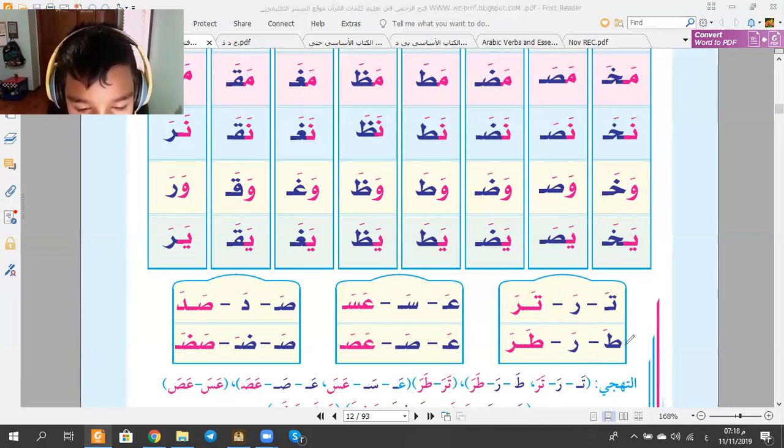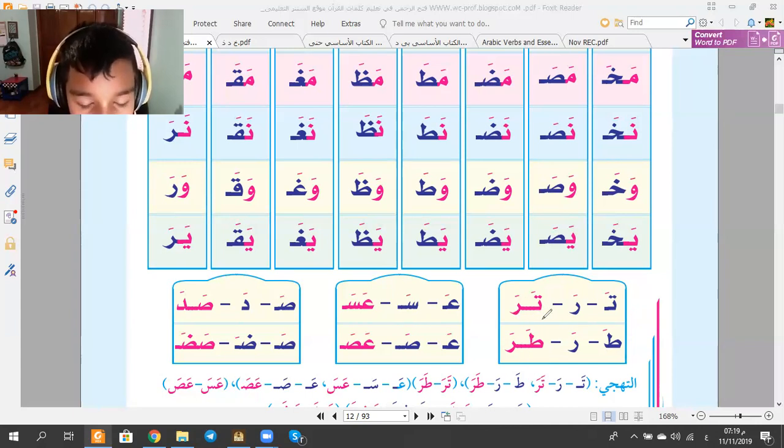The next is. Ta. Is this ta? Is this letter called ta? Ta. Yes, heavy letter. Ta. So tara. Ro. Tara. So read this and this, and tell me the difference.